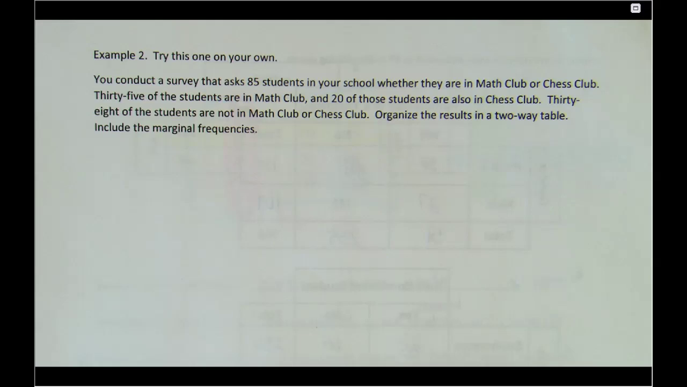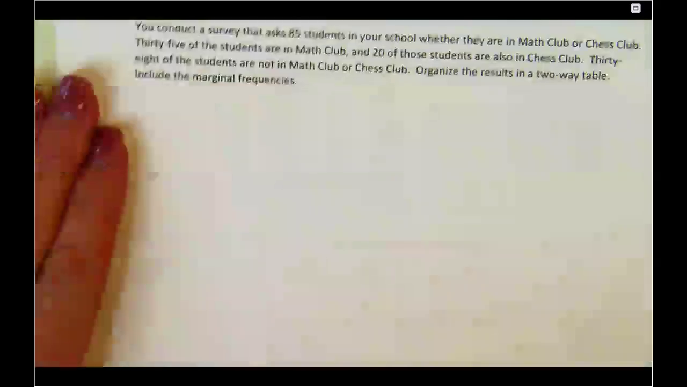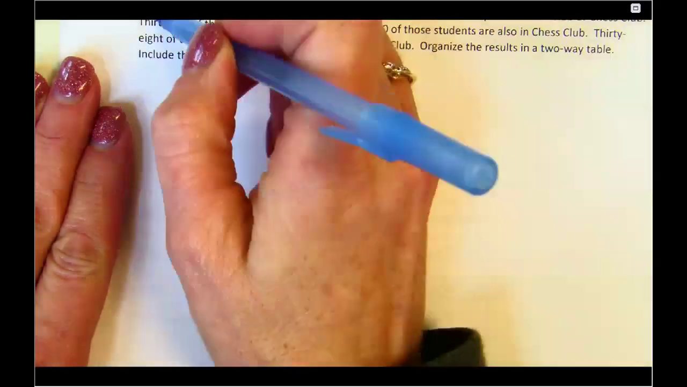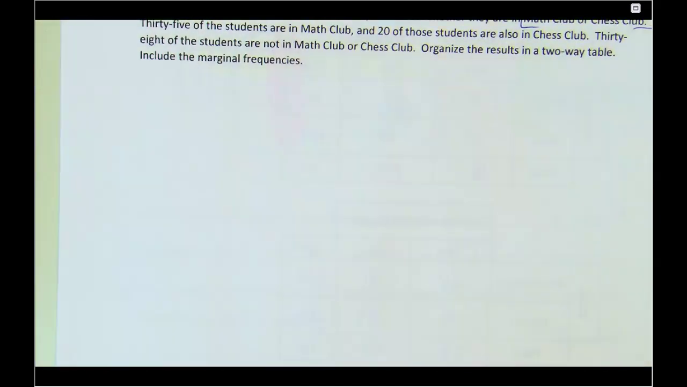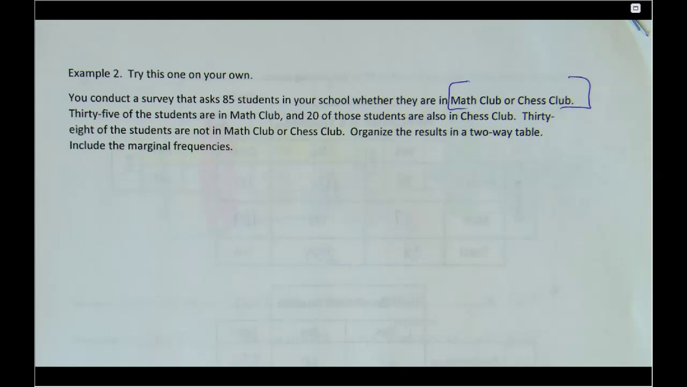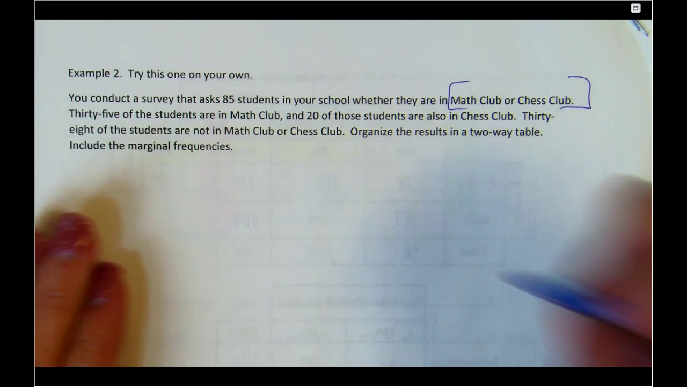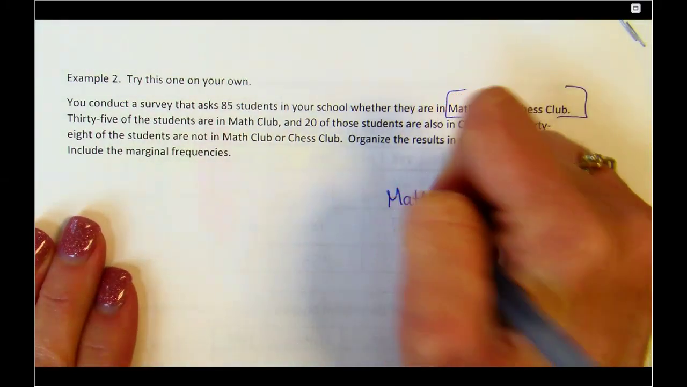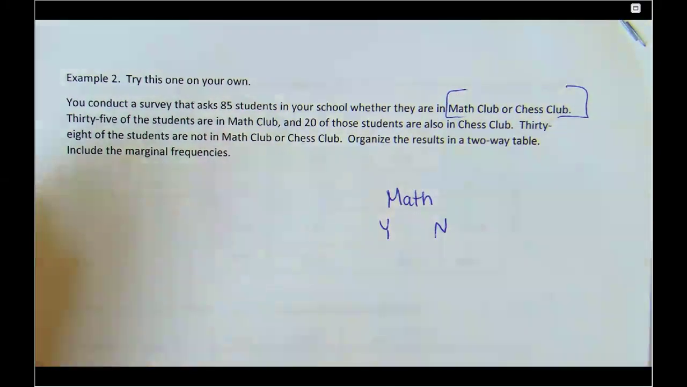Okay, so let's take a look at this. If you make a survey that asks students whether they're in math club or chess club, what's the first question you're going to say? Are you in math club? And all you're going to say is yes or no. No. You either are or you aren't. Okay. What if you're on the fence? There are no fences in math club. That's fencing club. It stays in math club.